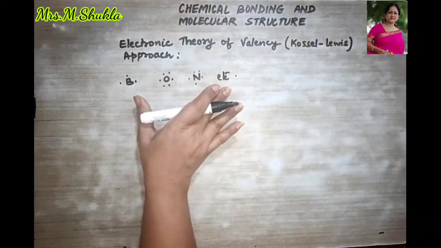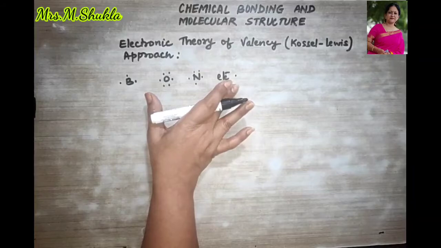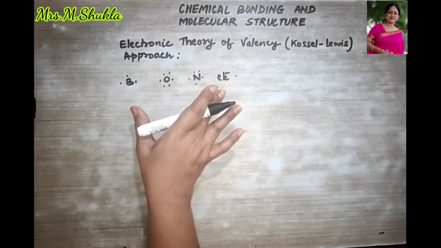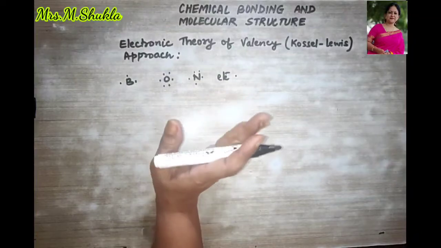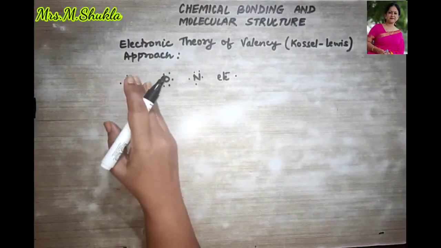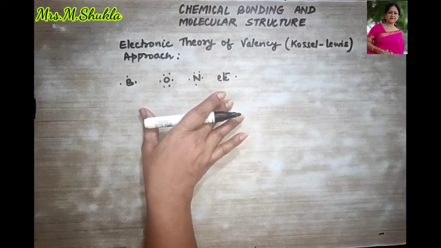So Lewis introduced a simple notation to represent the valence electrons, and they are termed as Lewis symbols. They do not consider the inner shell electrons. Only the valence shell electrons are considered over here, right?